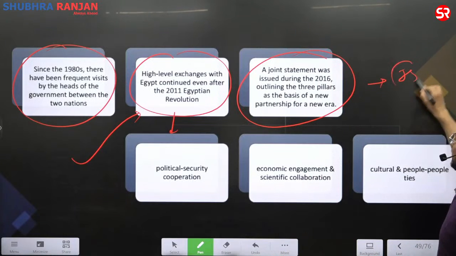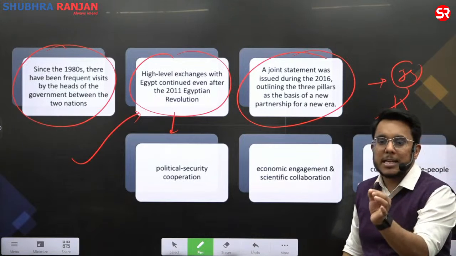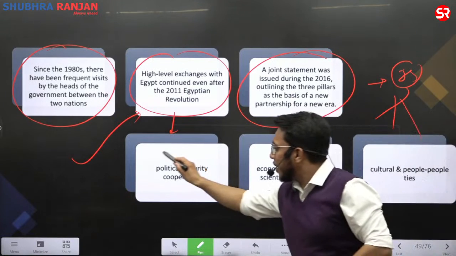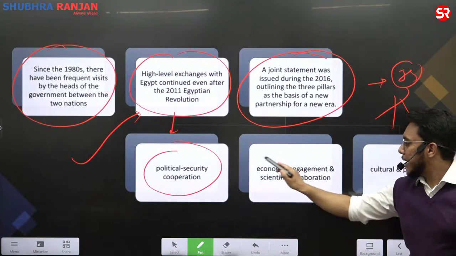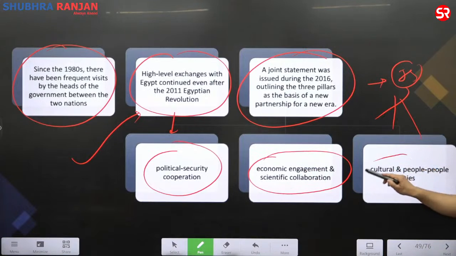Okay, and after 2011, in 2016, a joint statement outlining the three pillars of relation between India and Egypt got outlined. What are the three pillars of India-Egypt relation? Political and security cooperation, हम लोग देखेंगे कैसे हो रहा. Economic engagement and scientific collaboration, we'll see that as well. And cultural and people-to-people ties, इसको भी हम लोग देखेंगे.